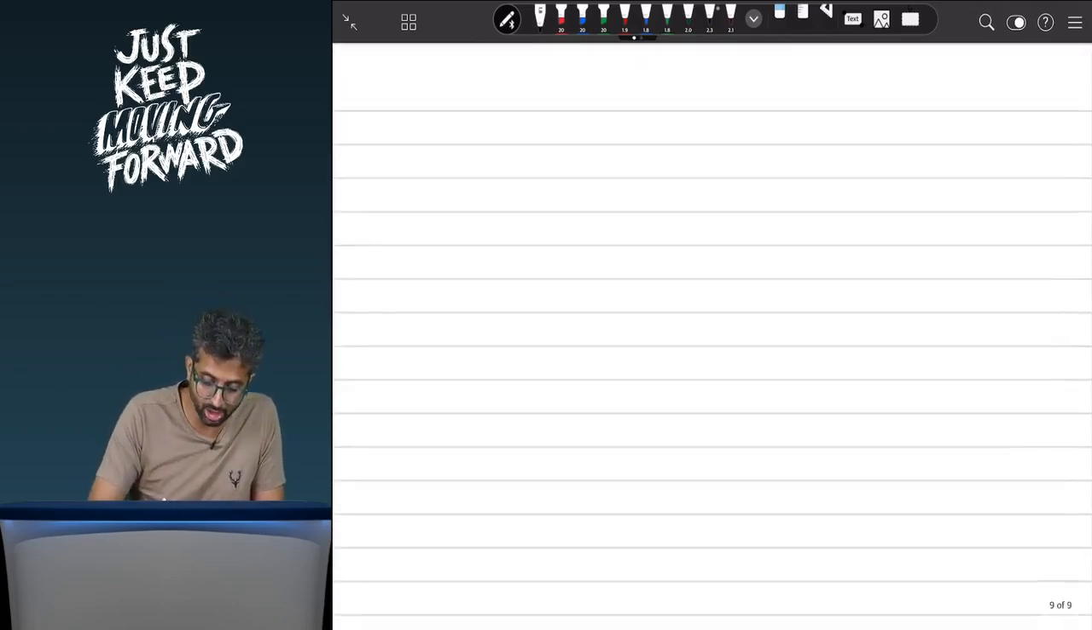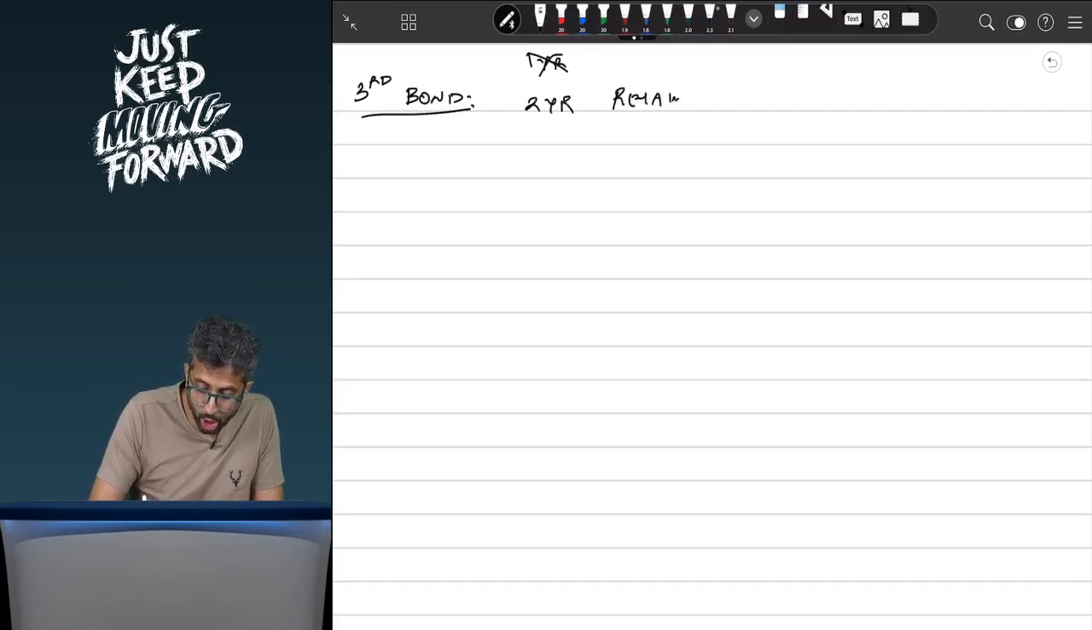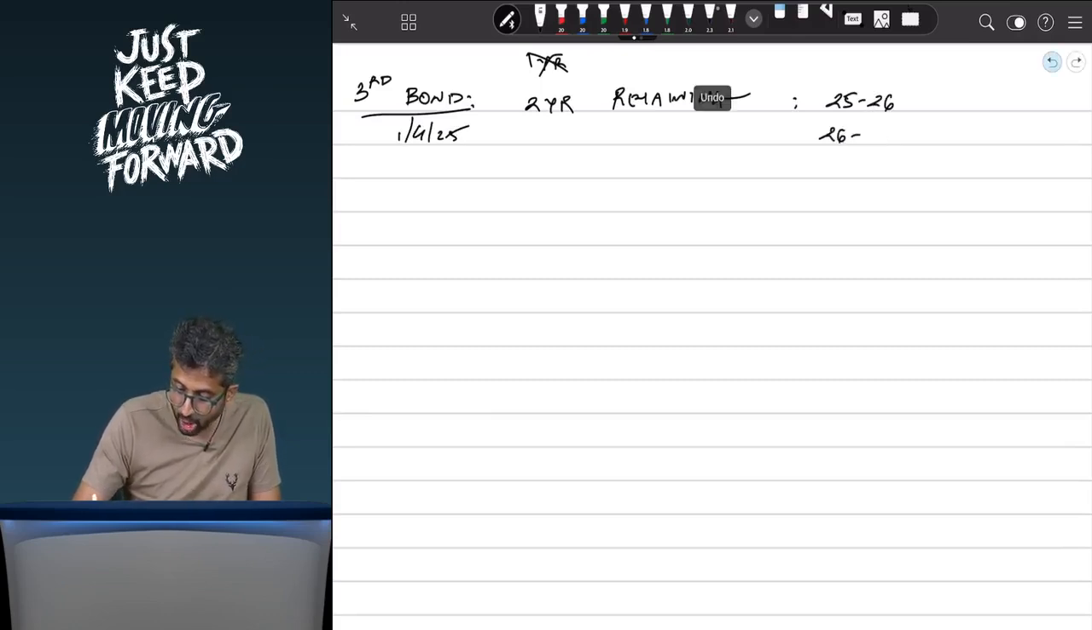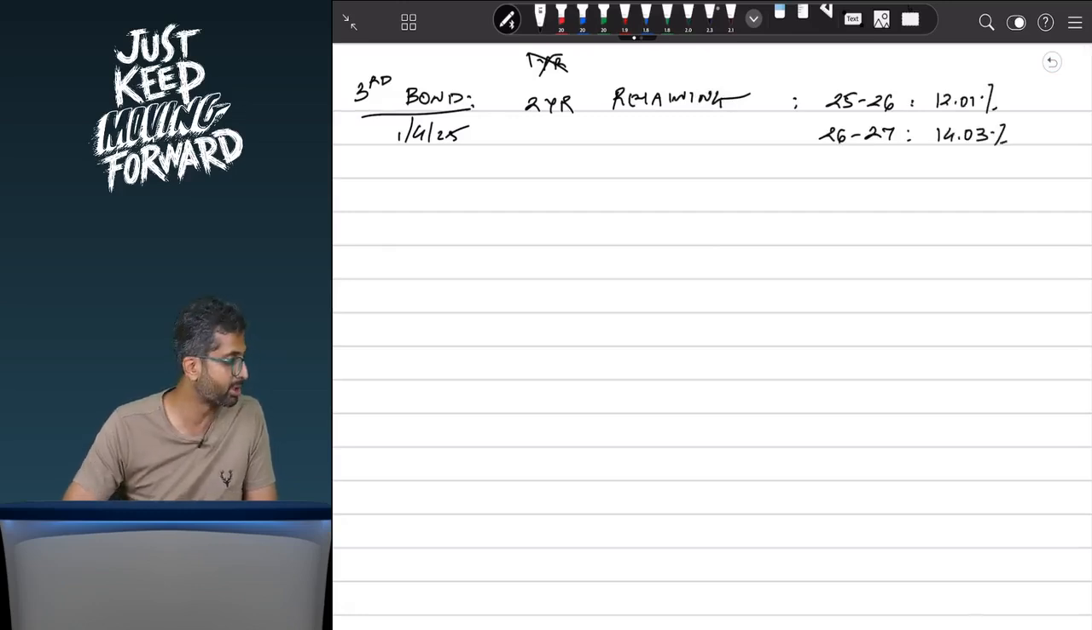So if I look at the third bond, how many years are remaining? 1 year has already gone by, and hence 2 years are actually remaining. Now today you are sitting, let us say, on 1st of April 25. These 2 years that are remaining are the year 25-26 and the year 26-27. In the year 25-26, you expected the rate to be around 12.01%, and in the next year you expected the rate to be around 14.03%.